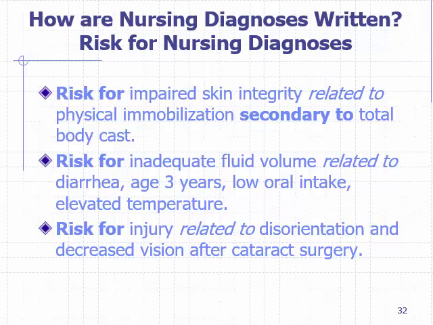The following are examples of risks fors. Risk for impaired skin integrity related to physical immobilization secondary to total body cast. See, there's no signs and symptoms, no evidence as evidenced by. Risk for inadequate fluid volume related to diarrhea, age 3 years, low oral intake, elevated temperature. Risk for injury related to disorientation and decreased vision after cataract surgery. None of these above examples have signs and symptoms, thus it supports the risk for diagnosis.